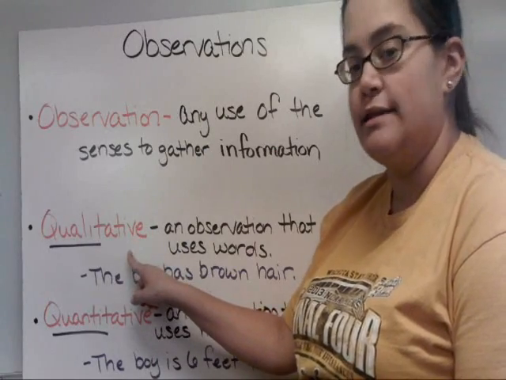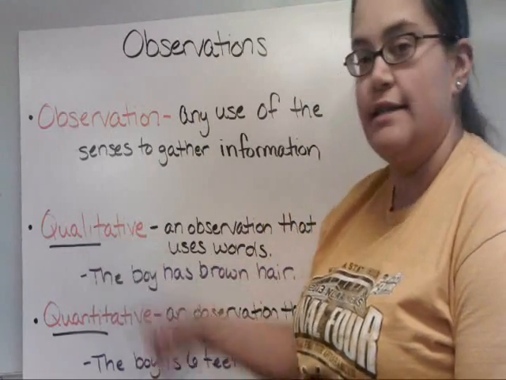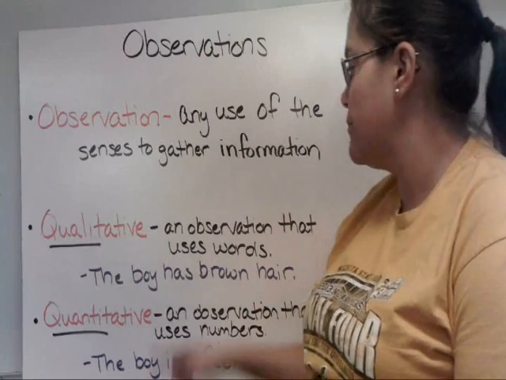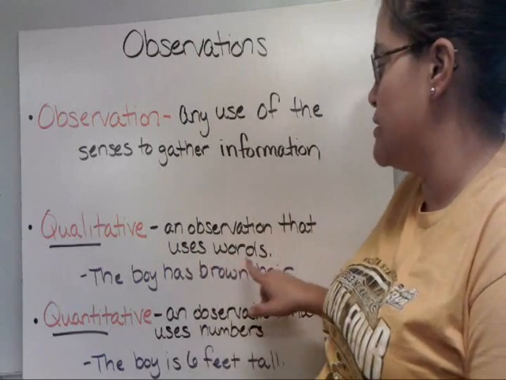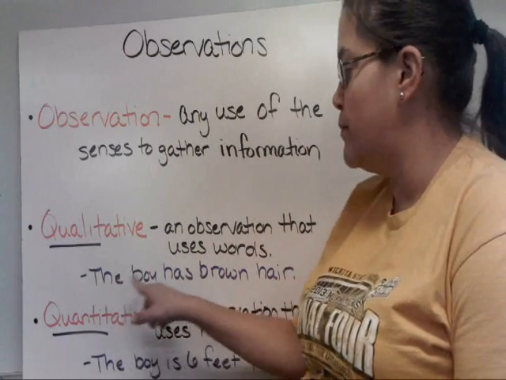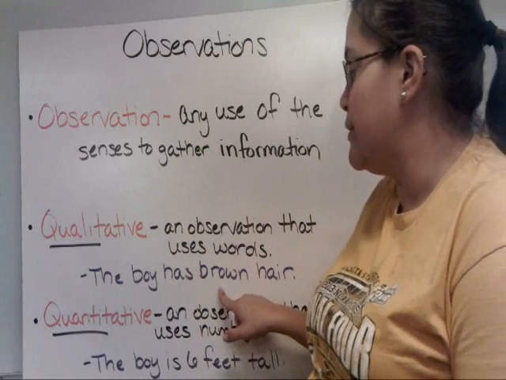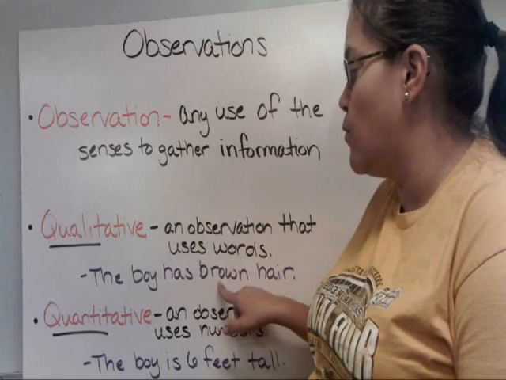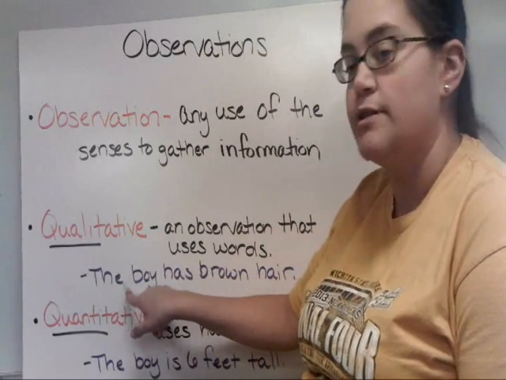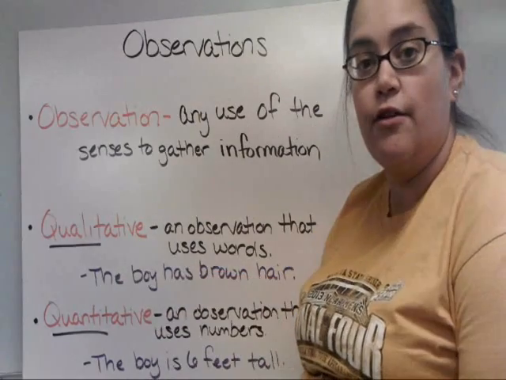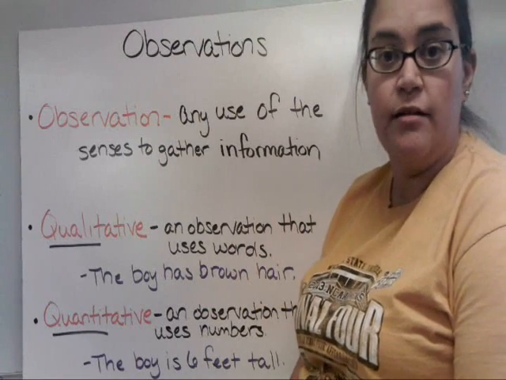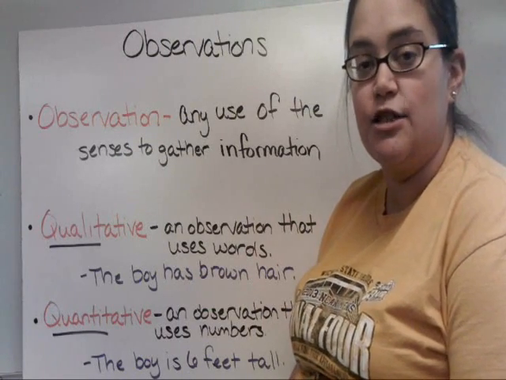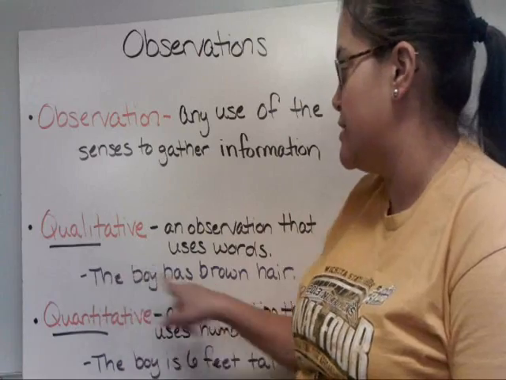There are two types of observations. First is qualitative. Describe the quality of the object or item. So it's an observation that uses words. For example, the boy has brown hair. You can see that he has brown hair as a use of your senses, and brown is a word that describes the boy. So that is qualitative. Another example could be the flowers are red. You see that the flowers are red. It's a description of the flowers that uses words.